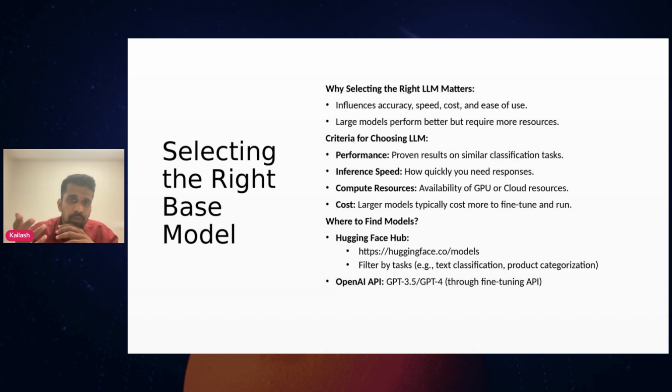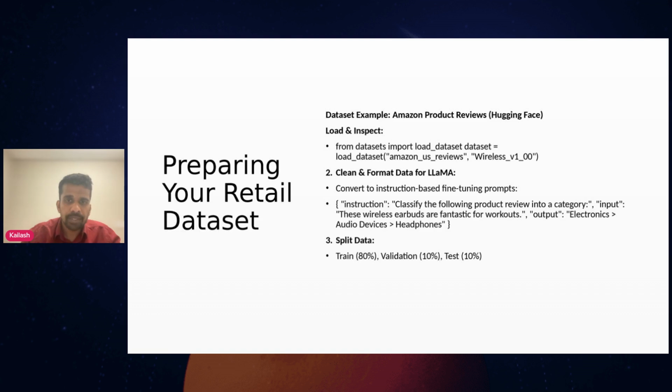So while choosing the base model, you have to look at the performance, whether there are proven results on a similar classification task to the one you are working on, how quickly you need a response, how much GPU you have, and how much GPU that specific base model requires to run. Considering all of this, you have to identify the best base model for your use case. And you can go to Hugging Face and choose your model by filtering by task, text classification, product categorization. So it helps you to choose the right base model for your use case.